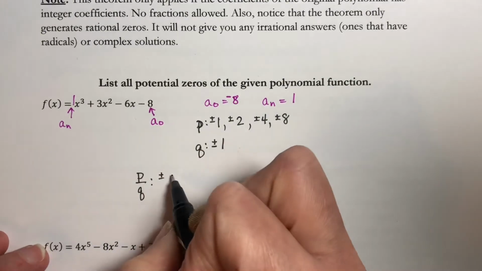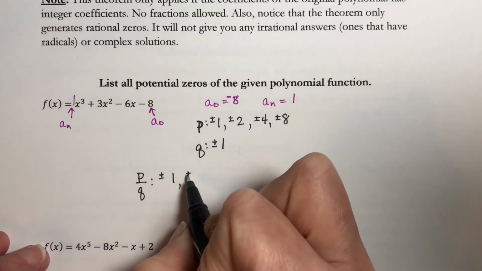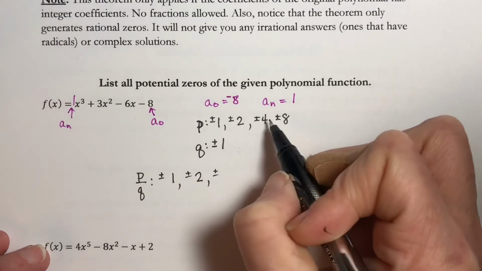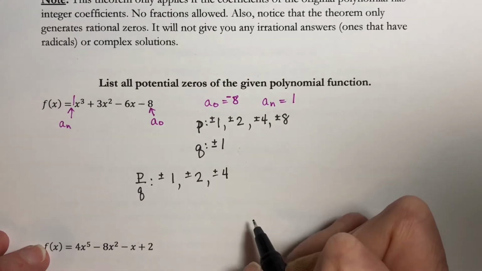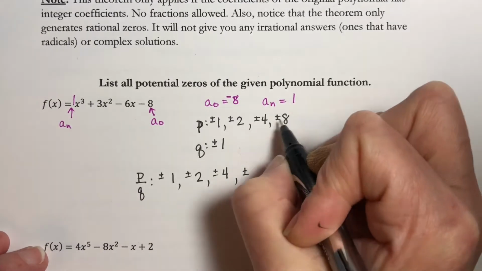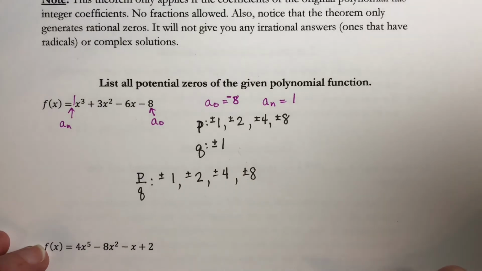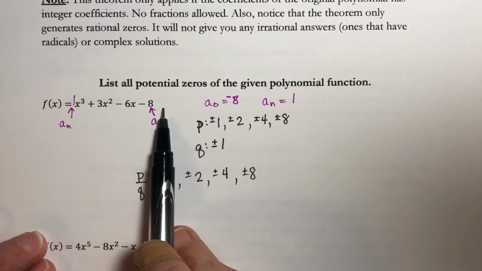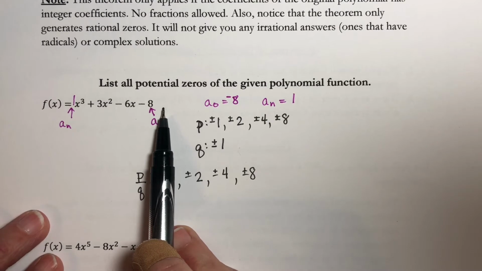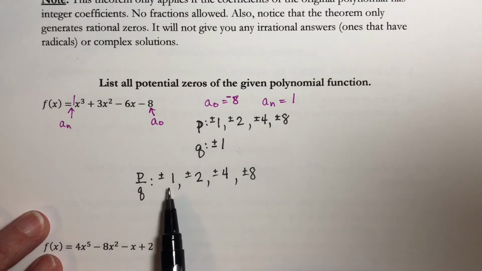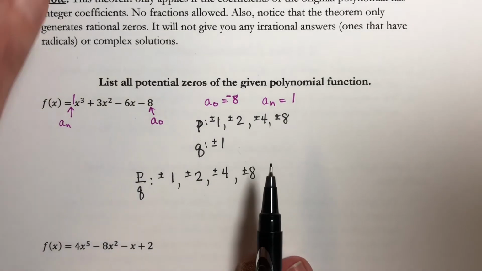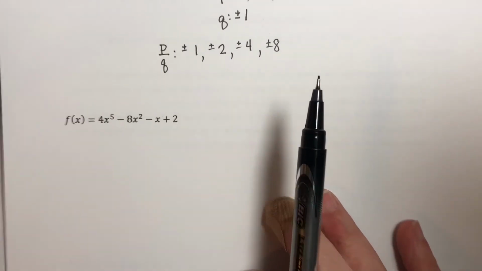p over q, I could have, again, it's always going to be plus or minus, so you don't really have to worry about the signs, just remember plus and minus. 1 over 1 is 1. Plus or minus 2 over 1 is 2. Plus or minus 4 over 1 is 4. Plus or minus 8 over 1, which is 8. Now again, I'm not actually solving this, but I went from just glancing at this and having an infinite number of possible answers, and then used this theorem and got it down to just 8 potential answers, which is pretty good.